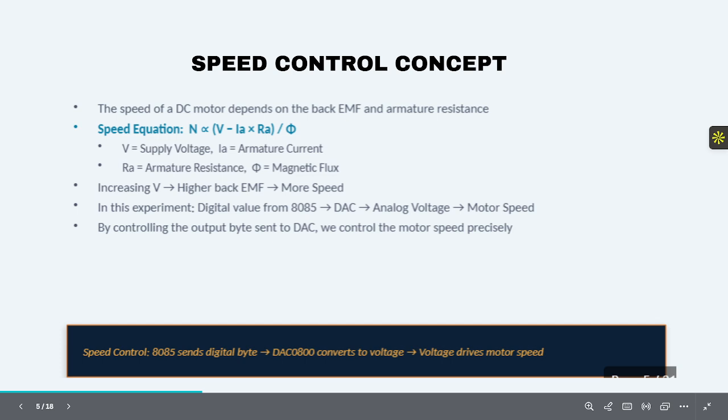In this experiment, the digital value from the 8085 is sent to the DAC, which converts it into analog voltage, and then the motor speed can change. By controlling the output bits sent to the DAC, we control the motor speed precisely.